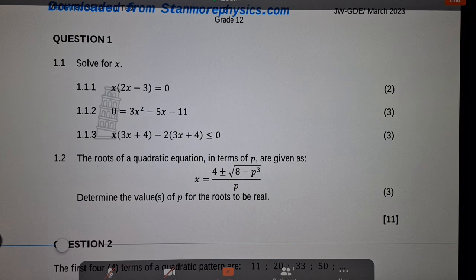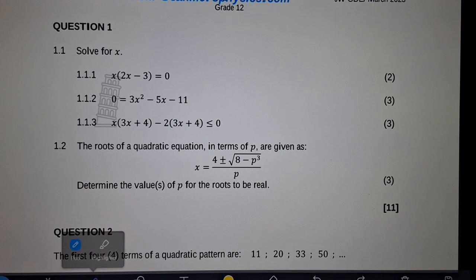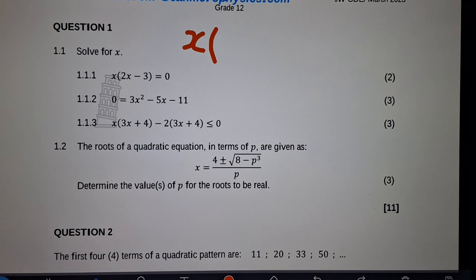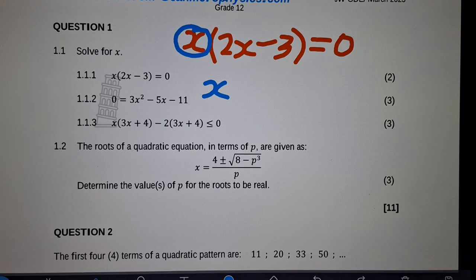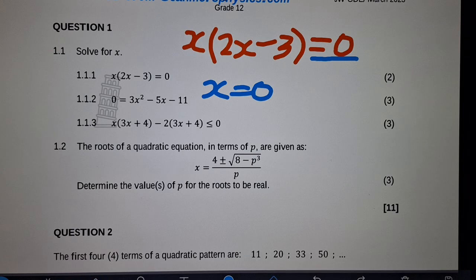We're going to do it like this. I'm going to rewrite it again: x(2x minus 3) equals 0. When I have this x in front of the brackets, you write it down like this, then the whole factor you equate to 0. So you write x equals 0. That's for the first one, the x in front.